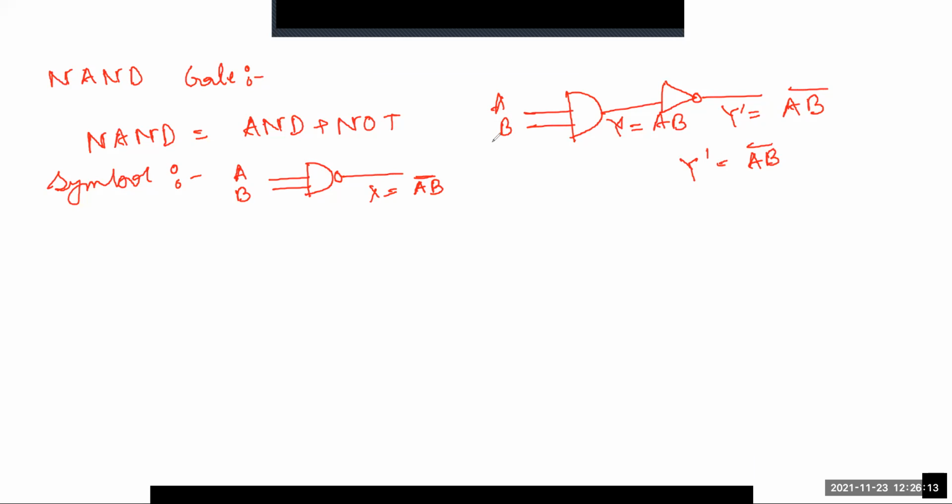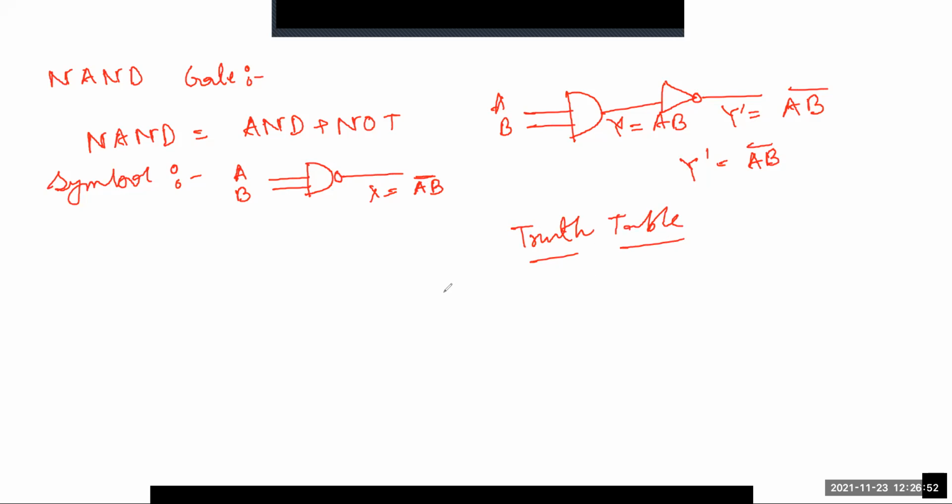It is clear? NAND gate equals AND plus NOT. First step is for AND gate and the second one is for the NOT gate. In the output of the AND gate, we are getting AB, and after that we use the NOT gate, and at the end we are getting (AB) bar. So this is the expression of NAND gate. That's why I have directly written, for the symbol here, the output is (AB) bar. It is clear? Yes, sir.